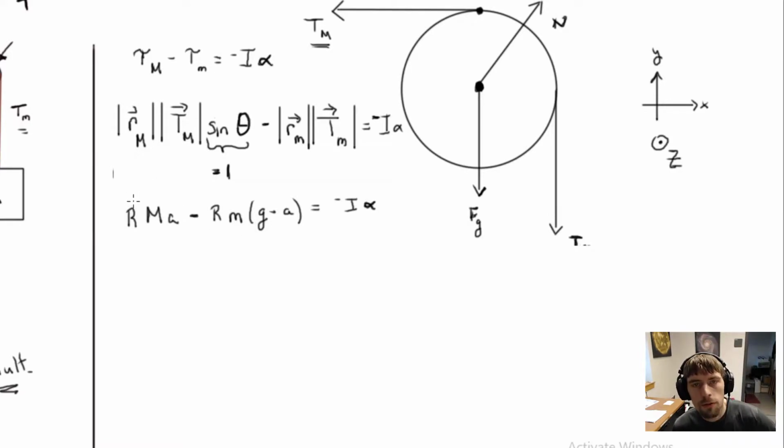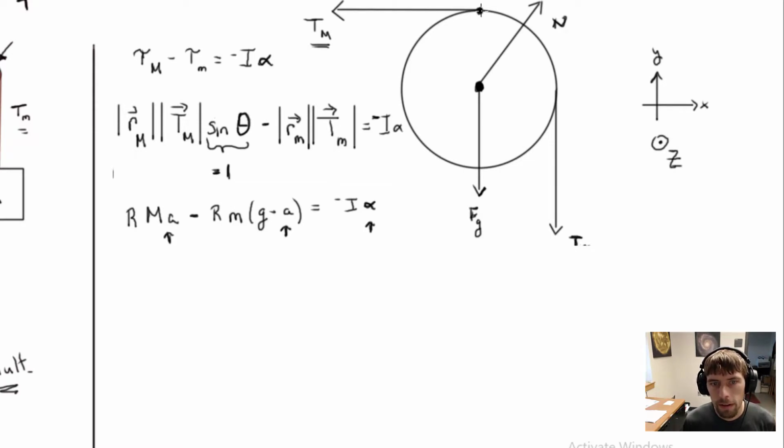Here's the next question for you. I've got translational accelerations of the masses, and I've got a rotational acceleration of the pulley. How can I relate those two? And you're making an assumption here. I'm making an assumption. I want you to see if you can figure out what the assumption is. You got it?